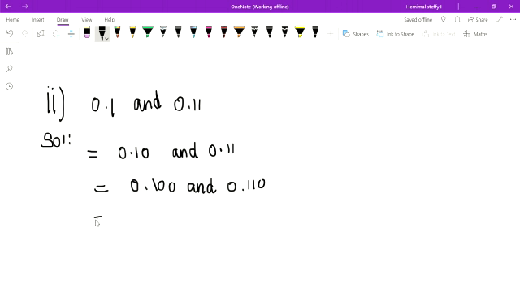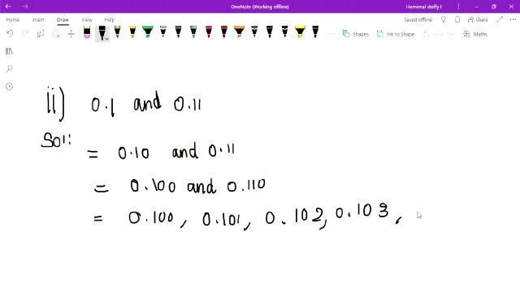So same thing. After 0.100, what is the number? 0.101 and 0.102 and 0.103 and 0.104 and 0.105 and 0.106 and so on. Oh, sorry, I left the 0 here.